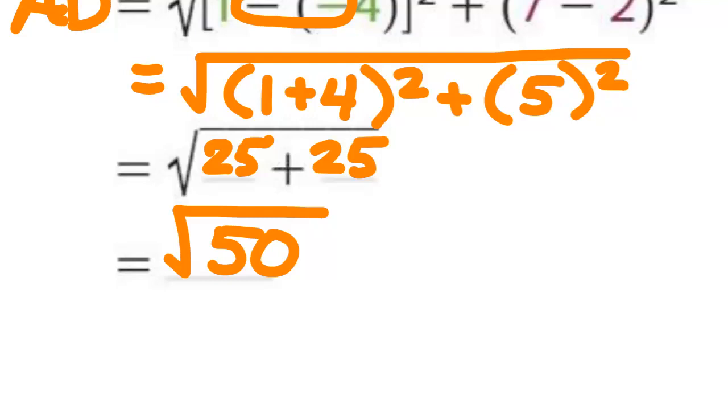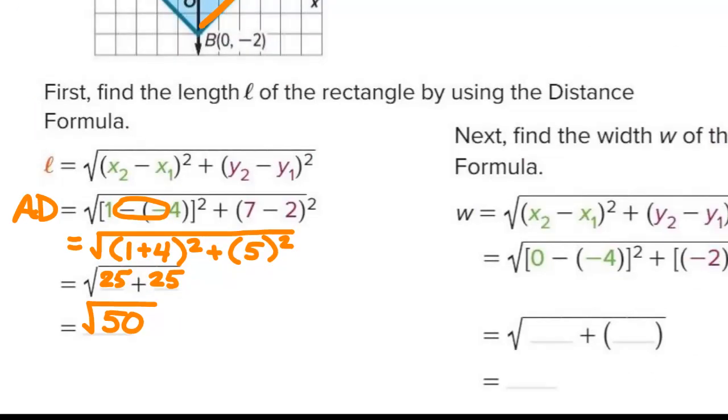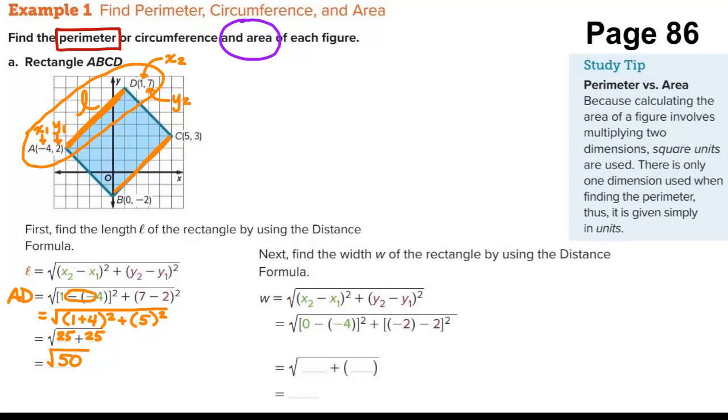I do not want to put that in my calculator yet, because we're going to find the perimeter. I have to use that number in that calculation. And we're going to find the area. I'm going to use that number in that calculation too. We always want to stay with exact values until we get to the very end of our problem. So I'm going to leave it just like that. All right, so that gives me my length.